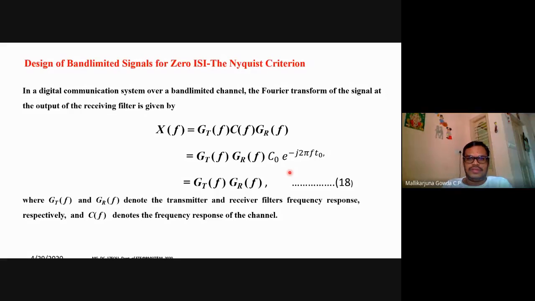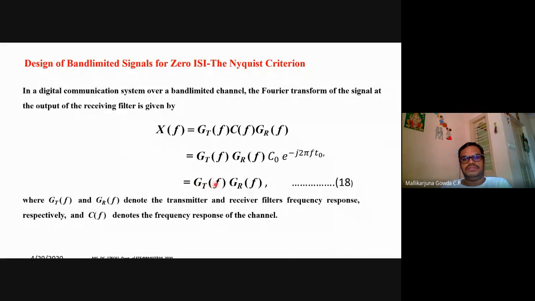Yes, sir. So this equation is clear. I have just written the output of the receive filter in the frequency domain. I said X(f) is equal to G_T(f) C(f) G_R(f). I substitute the value of C(f), and I'm letting t_0 equal to 0. Here t_0 is the delay, and I'm letting the delay not be there. If I make t_0 equal to 0, this becomes 1. And I'm letting the magnitude c_0 also equal to 1 for convenience. So with that, I can say X(f) is equal to G_T(f) times G_R(f).